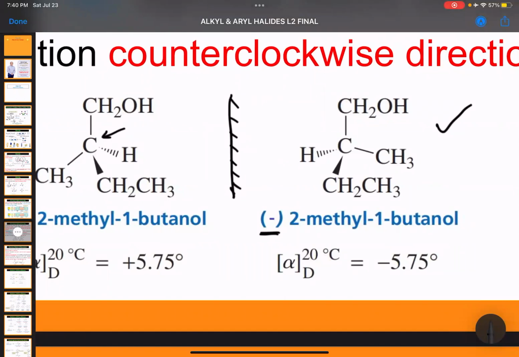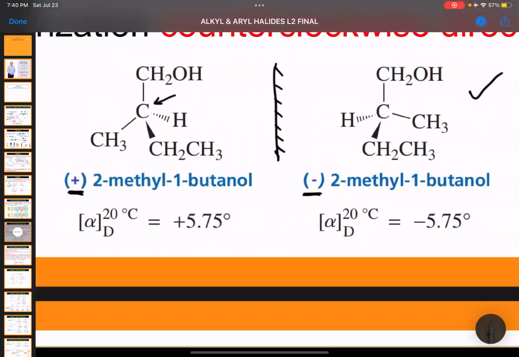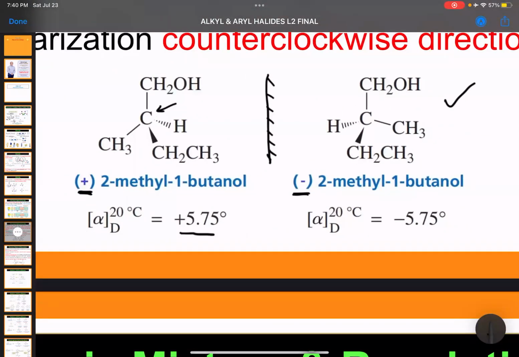But at least one of the enantiomers you need to check with the help of a polarimeter. Just by looking at the structure you can't tell. Is it clear? Yes, sir. This is the value of rotation.